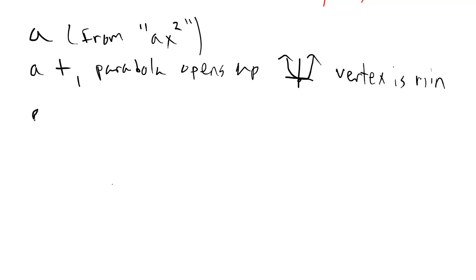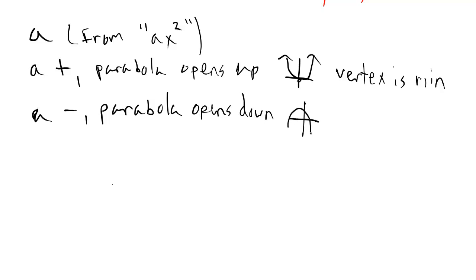What about if a was negative? Well, then the parabola opened down, right? It was frowning. And what happens if the parabola opens down? Well, our vertex, our largest or our smallest point, is the largest point, right? It tops off the graph. So our vertex is the maximum. If a is positive, it opens up. If it's negative, it opens down.